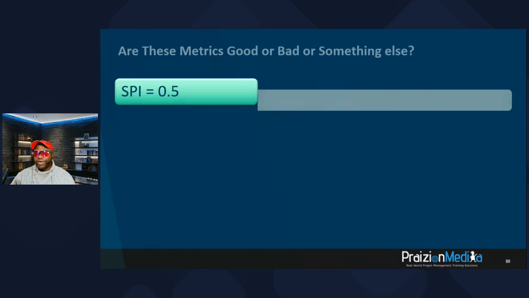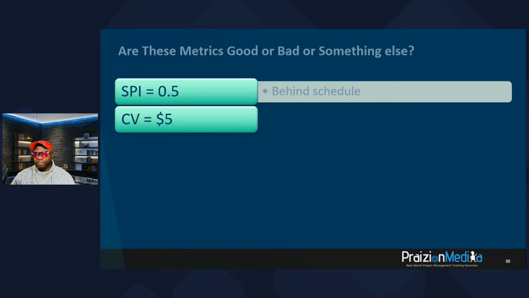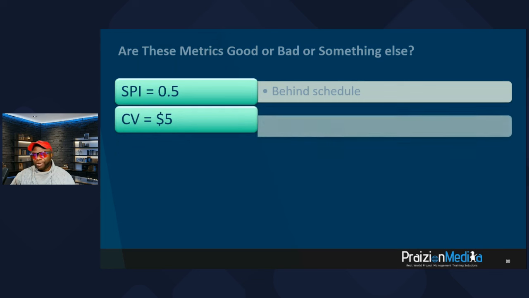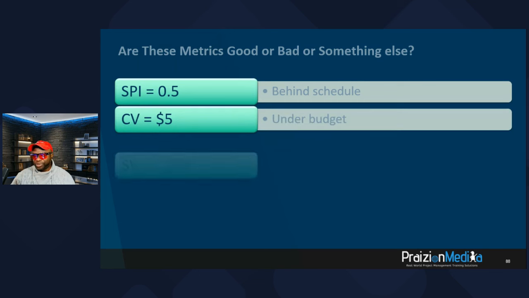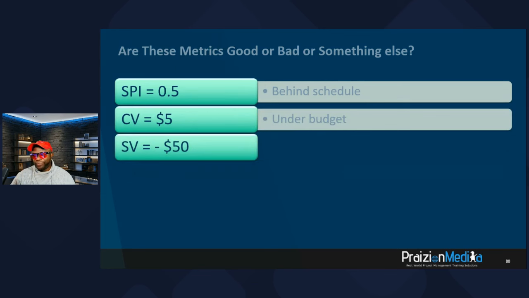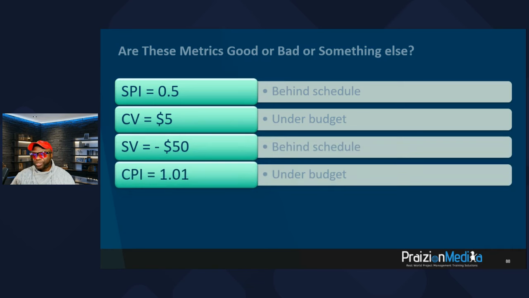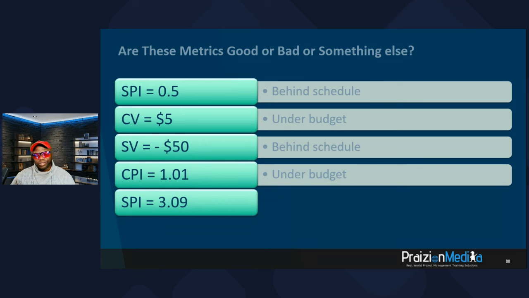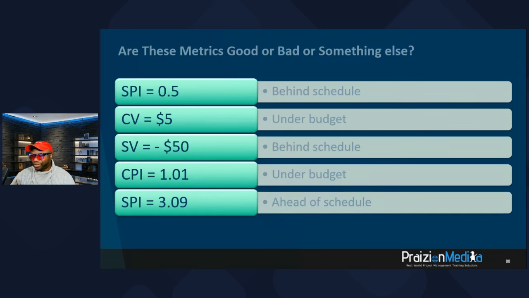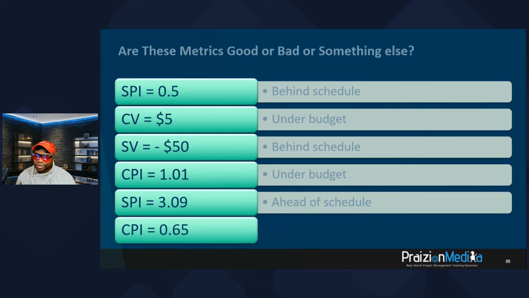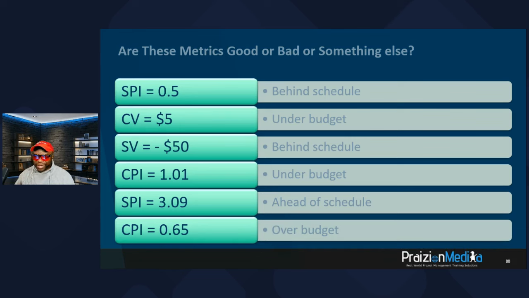An SPI of 0.5 means you are behind schedule. CV, $5 is not bad. That's actually under budget, so that's good. SV, minus $50 is bad. You're behind schedule. CPI, 1.01, that's good. You're under budget. SPI, 3.09, that's suspicious. That means you're getting work done at 300% schedule-wise. It's concerning. Now, you are ahead of schedule, but you are suspiciously ahead of schedule. CPI, 0.65, that is over budget and not ideal.